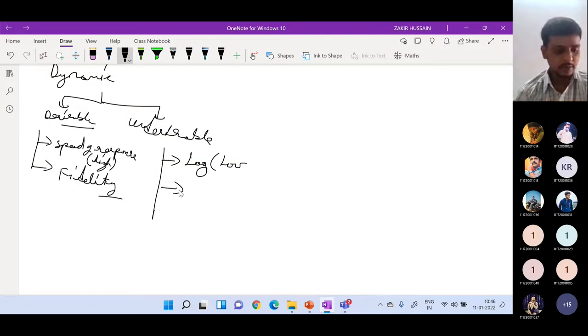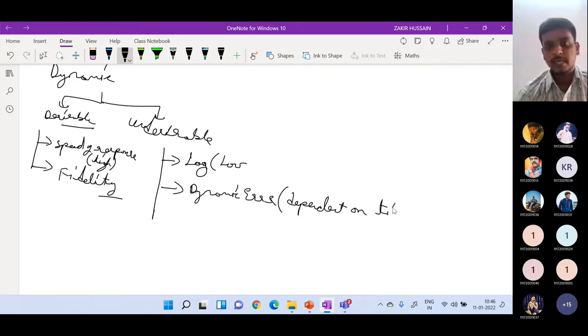The next one is dynamic error. It is the same as the static error, but this is dependent on time, whereas static error is independent of time. So this dynamic error is nothing but the difference between the true value of a quantity changing with time and the value indicated by the instrument.